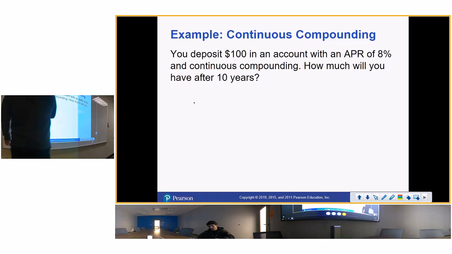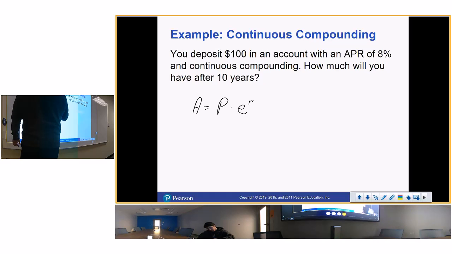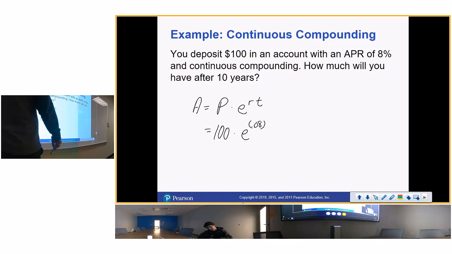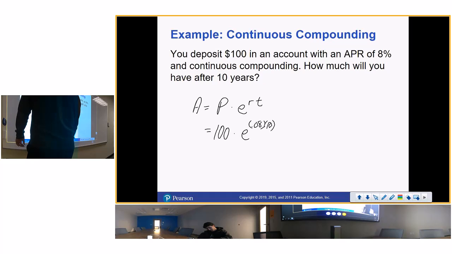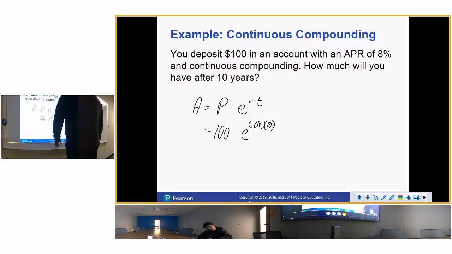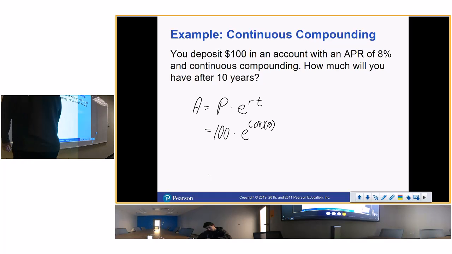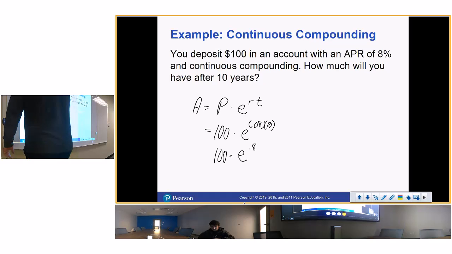Just with the exponent, right? A is equal to P times E to the RT. And in this case, it's going to be 100 times E to the 0.08 times 10 years. Now hold on a minute. You don't need your calculator yet. What's 10 times 0.08? You're just going to move the decimal one place to the right. So that's going to be 0.8 in there. Now you can use your calculator.